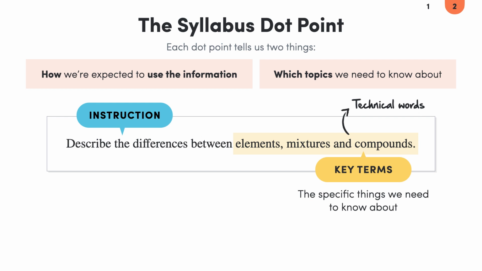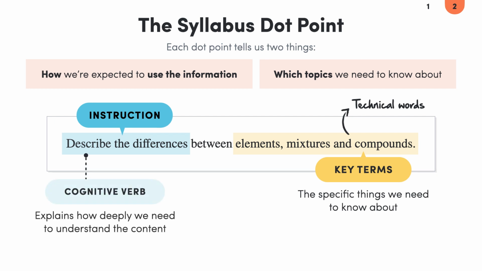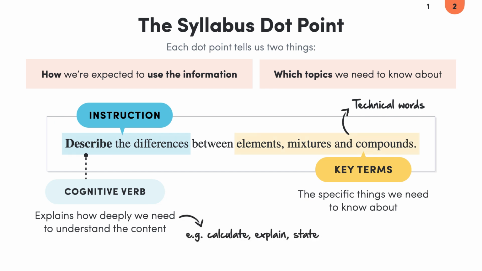In this case, the dot point tells us that we should be able to describe the differences between three things. This means we should be able to provide some detail about how elements, mixtures, and compounds are different from each other. Most of the time, these instructions in a syllabus that come along with the content use command words or cognitive verbs to explain how deeply we need to understand the content of the dot point. In this case, the cognitive verb is describe. Other common cognitive verbs that you might come across are calculate, explain, or state.